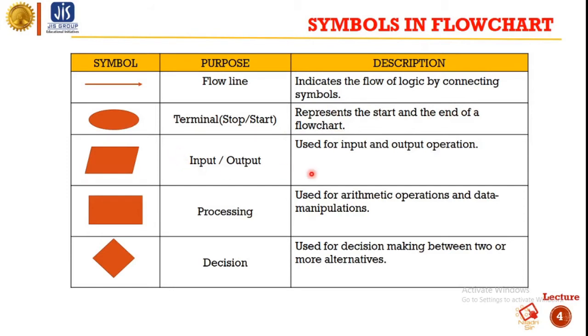The next one is input and output. This is used for input output operations. And the next one is processing. This is basically used for arithmetic operations and data manipulations. The next one is decision making. This is basically used for decision making between two or more alternatives.